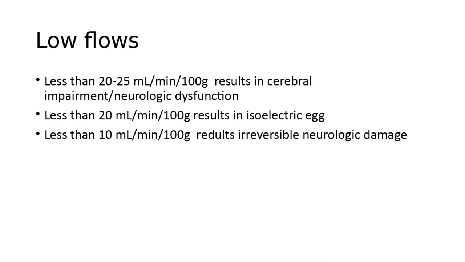Low flow states can result in neurologic dysfunction and ultimately neurologic damage. Flow rates of 20 to 25 ml per minute per 100 grams of brain tissue result in cerebral impairment and neurologic dysfunction. At 20 ml per minute per 100 grams, you have an isoelectric EEG. And for less than 10 ml per minute per 100 grams, you get irreversible neurologic damage.